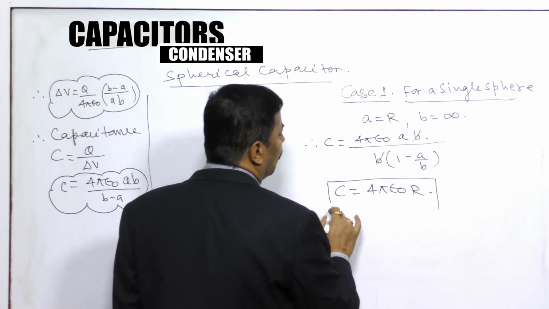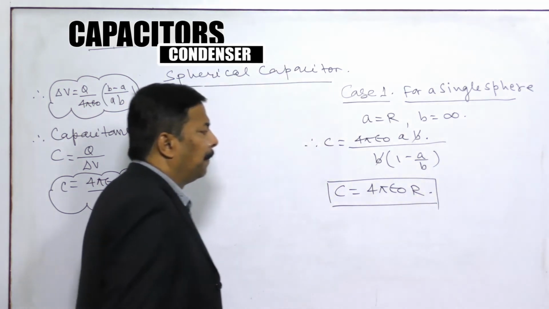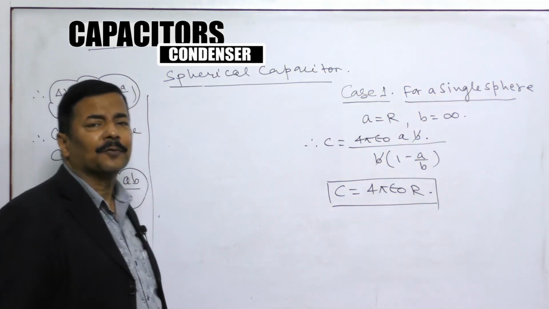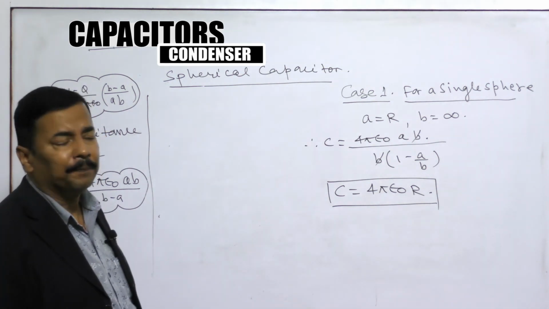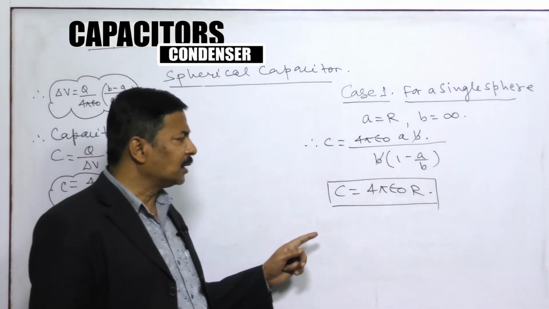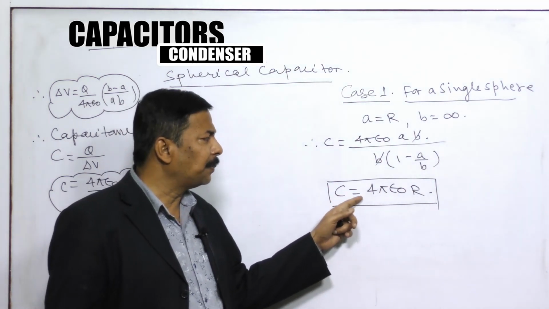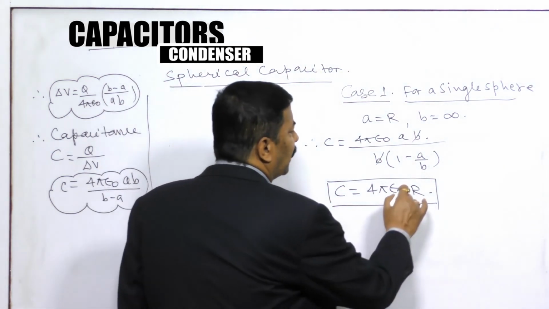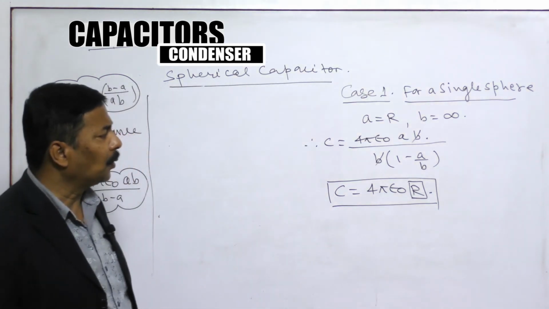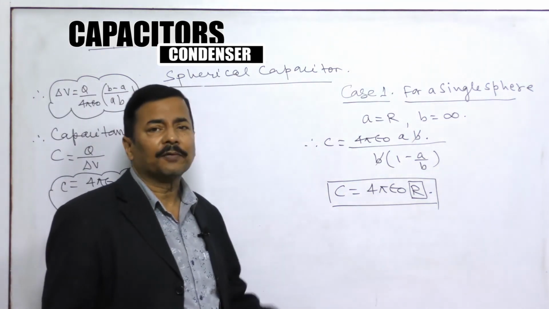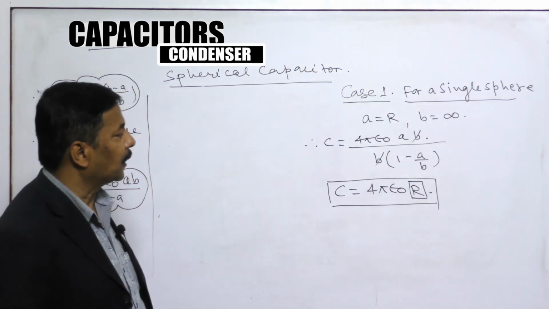This is the capacitance of a spherical conductor, single sphere. Now it is important to understand that the capacitance depends only upon one factor, that is the radius of the spherical conductor.